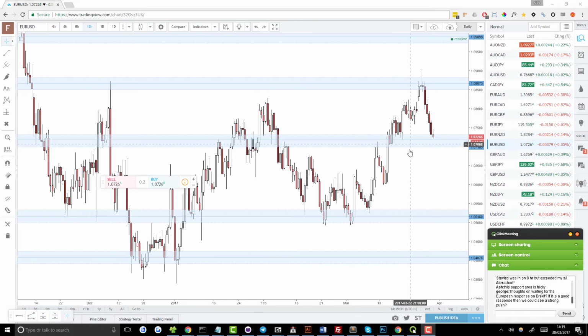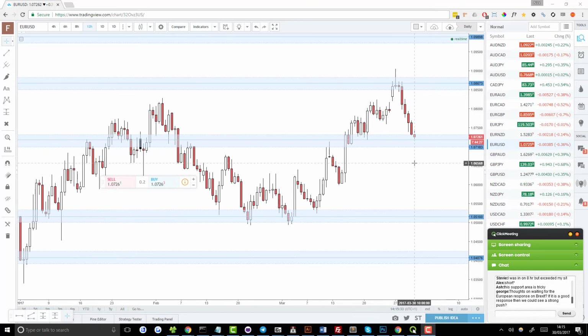But that doesn't mean that it's not going to score enough points on the tool to enter the trade. It simply means that it could be a bit of a riskier trade, but it could still be a good trade. So let's keep an eye on it.